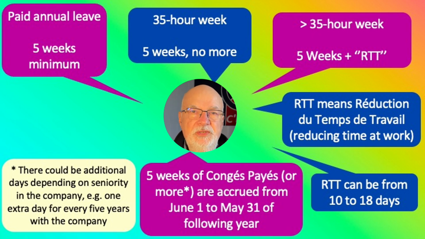So here, something very strange happens. The main 5 weeks, which by the way could be more, it depends sometimes on seniority in some companies. For instance, you could have an extra day for every 5 years with the same company. So those 5 weeks, basically, they are accrued from June 1 to May 31st of the following year. And then you're supposed to take your 5 weeks after June 1 of that following year, not before that. But there are exceptions. Some employers will allow anticipation of those days off before you reach the deadline of May 31st of the following year.